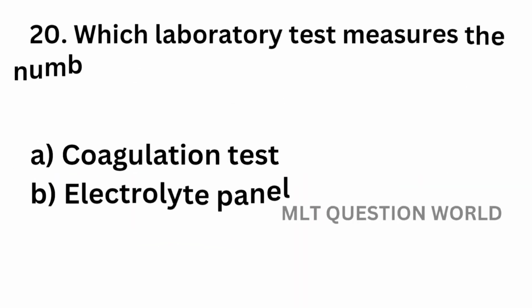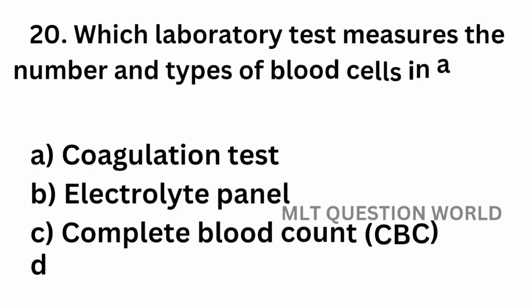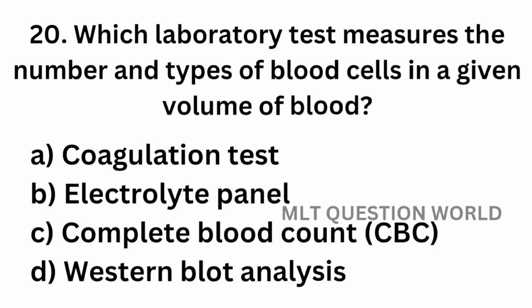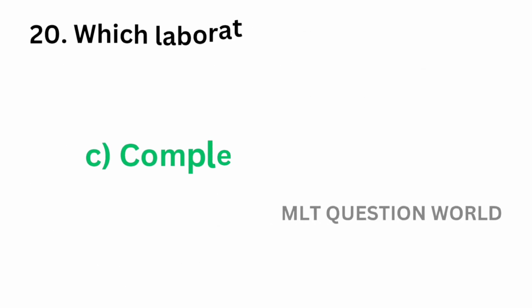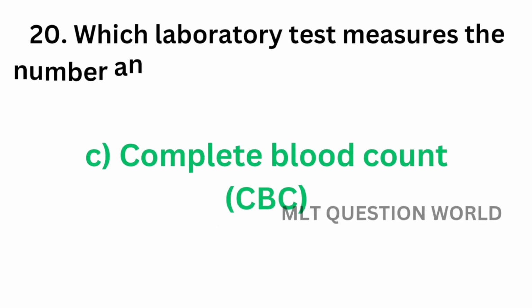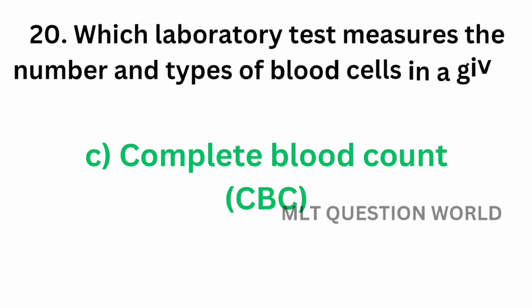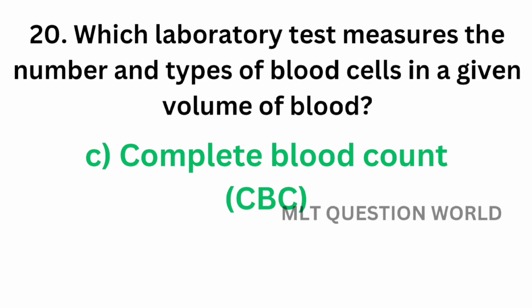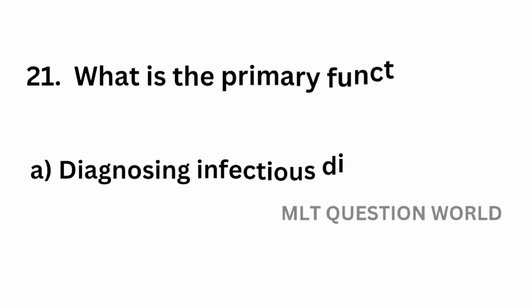Question number 20. Which laboratory test measures the number and types of blood cells in a given volume of blood? Option A, coagulation test. Option B, electrolyte panel. Option C, complete blood count. Option D, Western blot analysis. The correct answer is option C, complete blood count. The laboratory test which measures the number and types of blood cells in a given volume of blood is CBC or complete blood count.